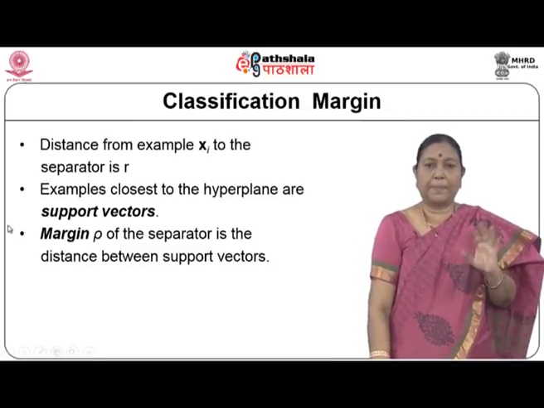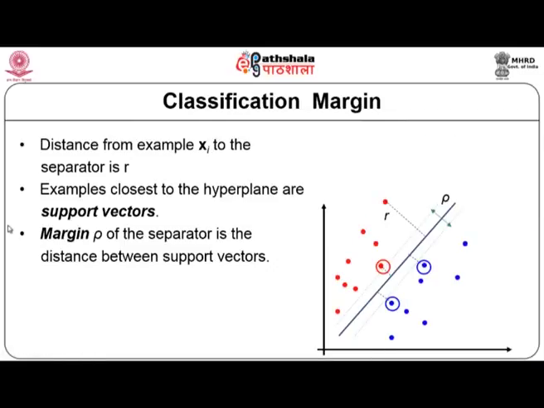rho. If you represent it by a diagram, here r is the distance between the example and the plane. Then rho is the margin that separates the two vectors. Now, if you look here, we are bothered about the red circled and the blue circled points because they are the support vectors nearest to the hyperplane. Rho is the distance between the red support vector and the blue support vector, and that is called the margin.